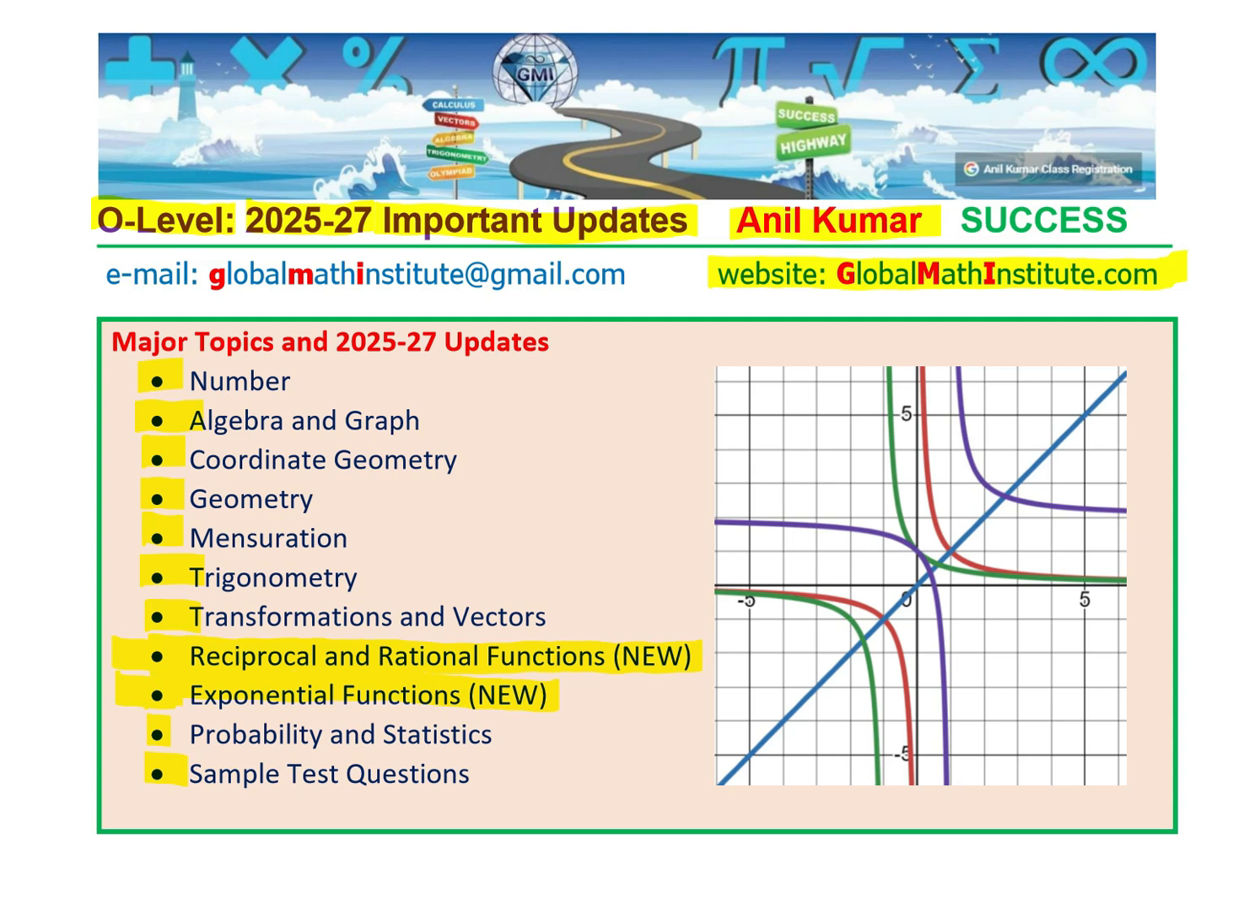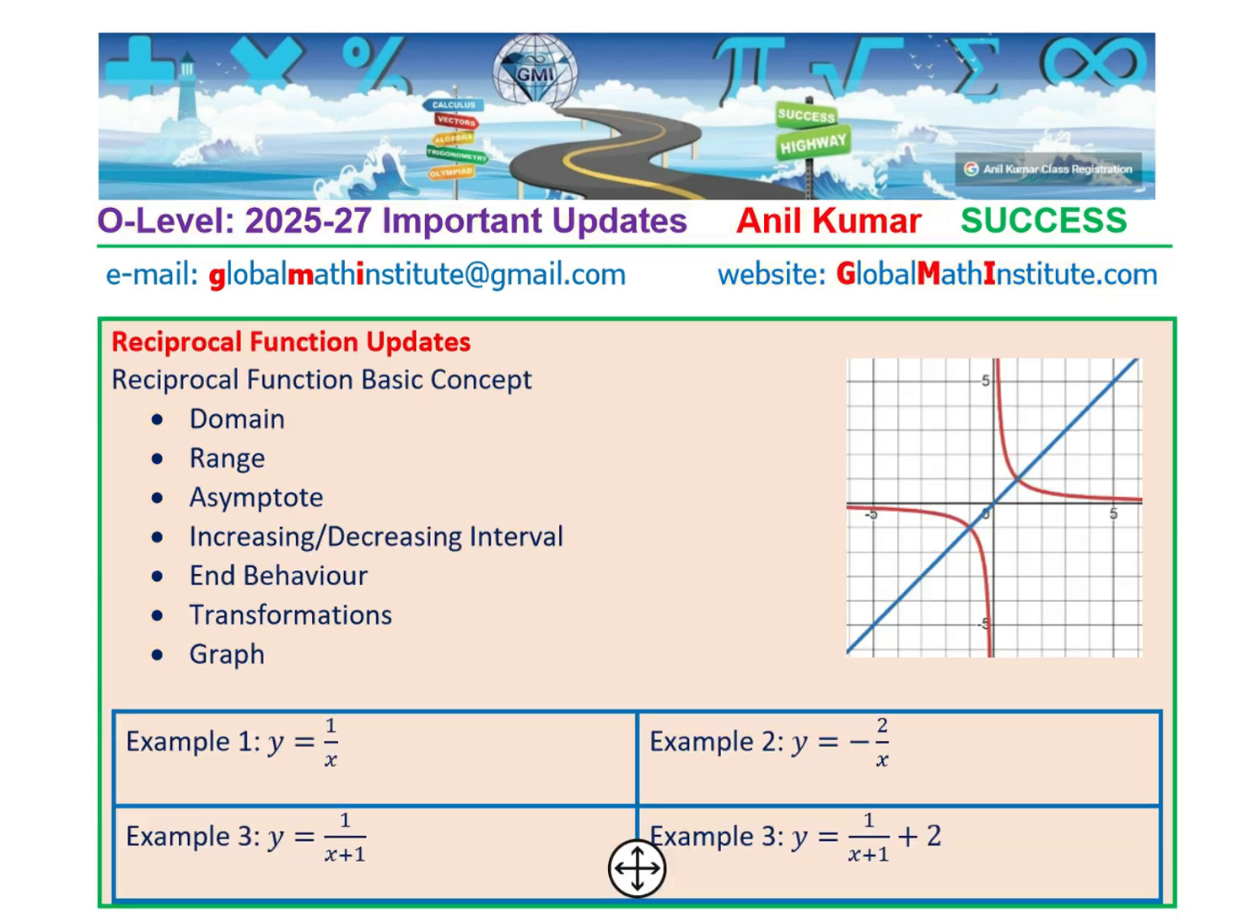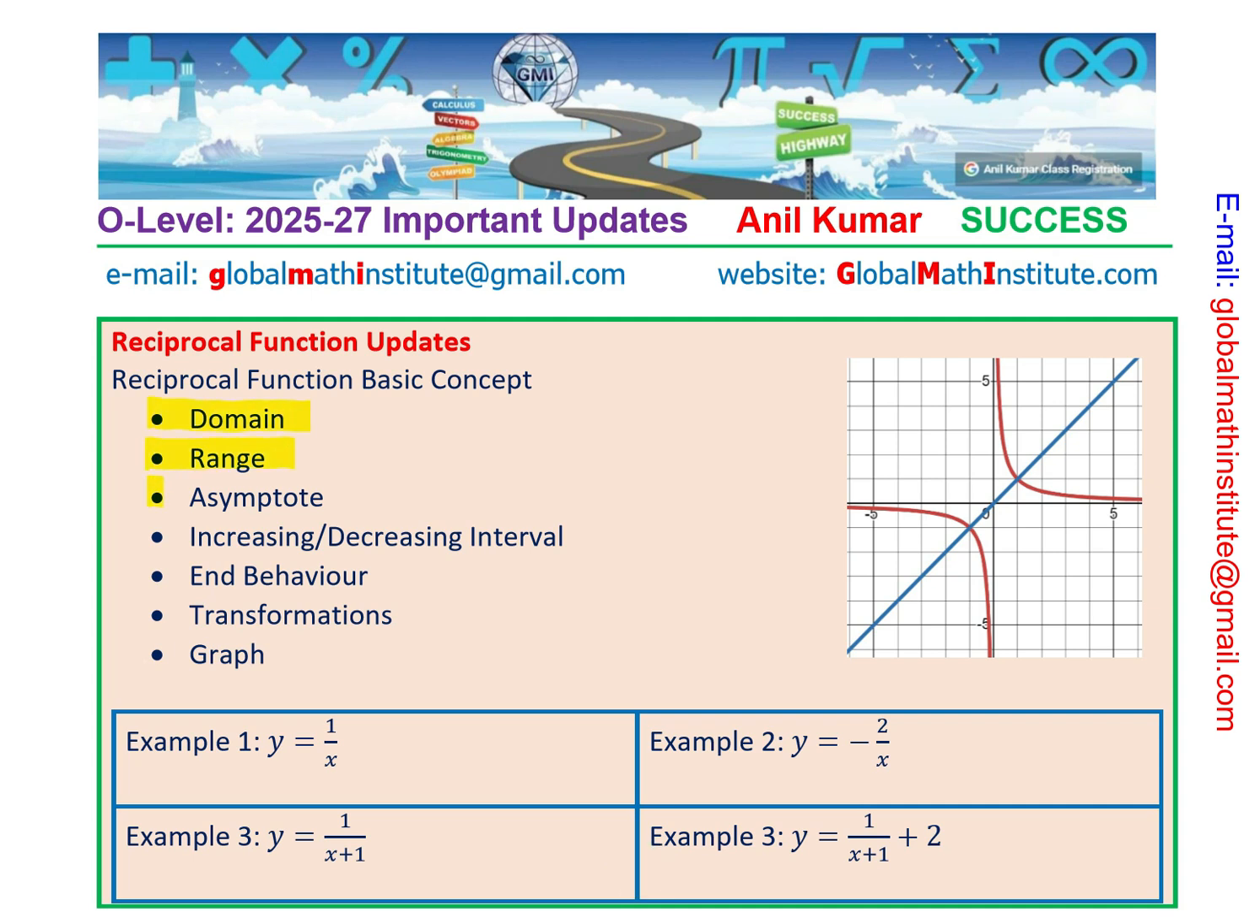So let's begin with talking about reciprocal functions straight away. So reciprocal functions, I've shown a graph here for a reciprocal function. We'll look into the domain of this function, range of the function, asymptotes, increasing, decreasing intervals. We'll find the end behavior and look into transformed reciprocal functions and then graph them. To give you a clear cut idea, we are going to take four examples.